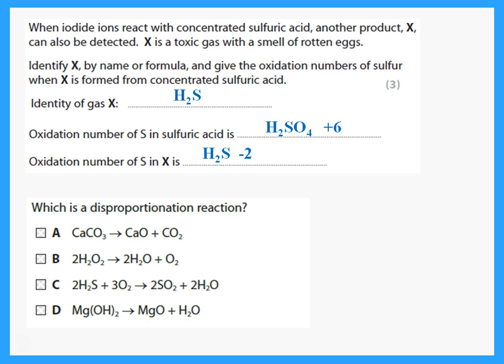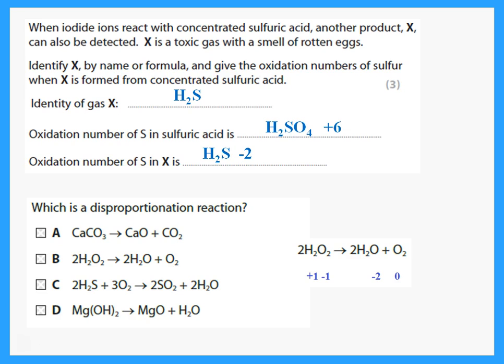This question again says, which is a disproportionation reaction? Well, let's see. That first question, the calcium in calcium carbonate, calcium is in group 2, so it's +2. It changed also into a compound, so that is +2. So +2 to +2, no oxidation reduction in this reaction. What about choice B?